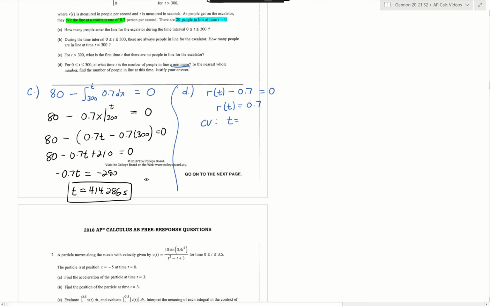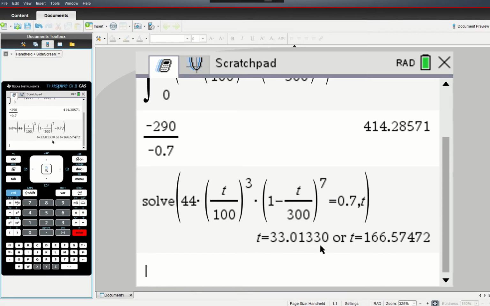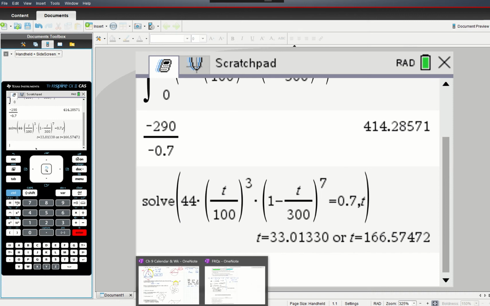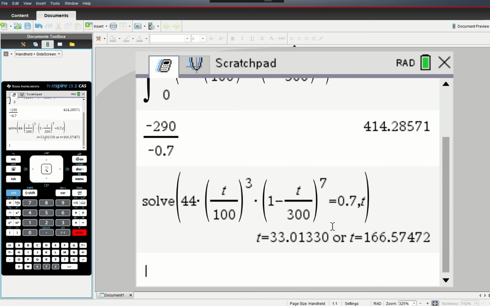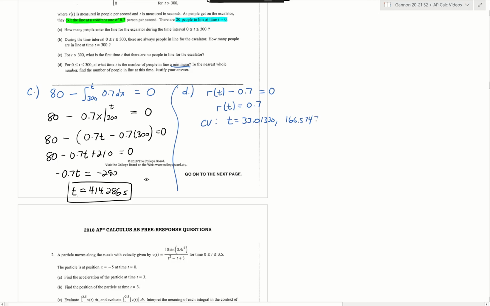Our t equals, let's see, it was 33.013, what were the other decimals? 30. And 166.57472. Now, those become the critical values that are in our interval.